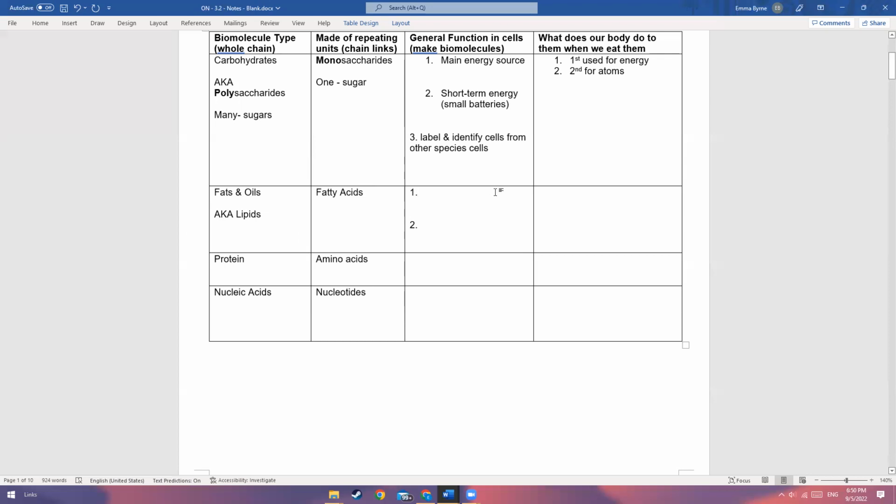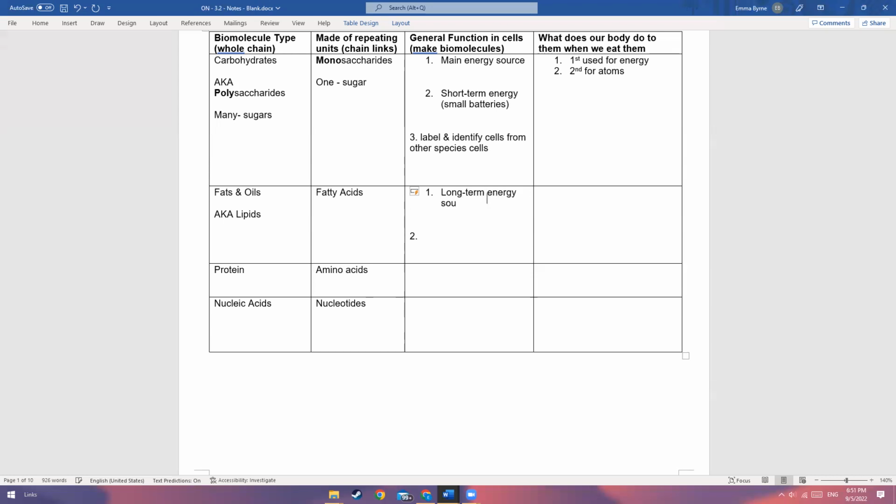Fats are also used as an energy source, but unlike carbs, they're mostly regarded as a long-term energy source. So I'll put that as their function here. Long-term energy source, right? This is awful to think, but if you were, say, starving, you would probably fare better if you had a thicker layer of fat on your skeleton, right? Because you would have those energy stores to pull from for survival.